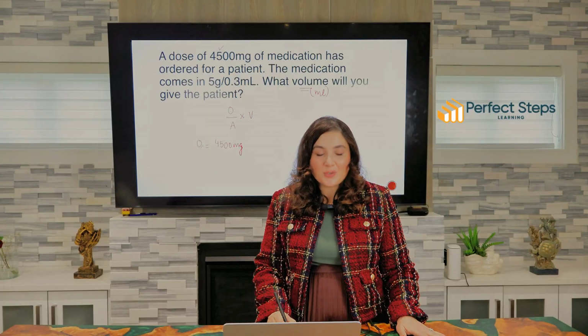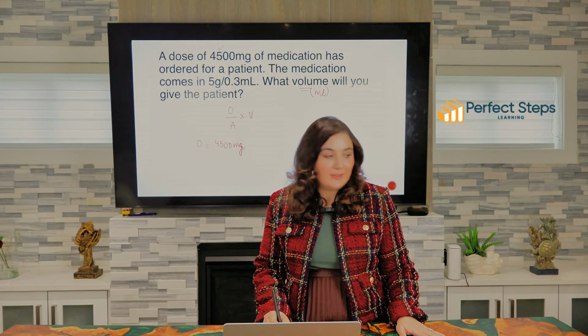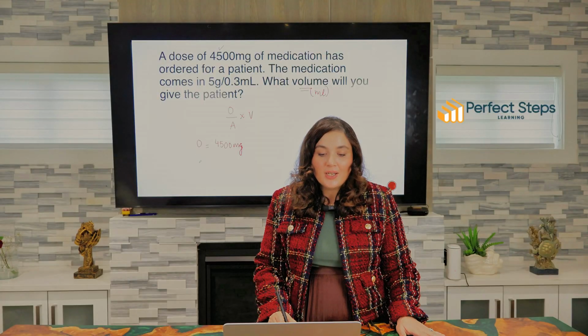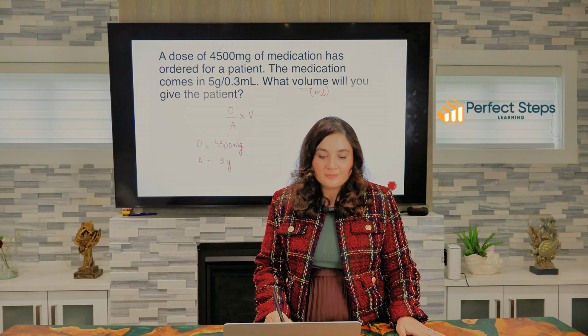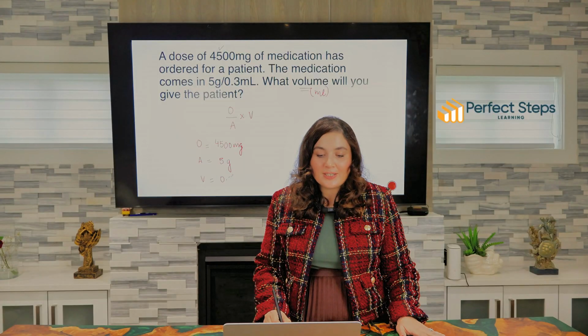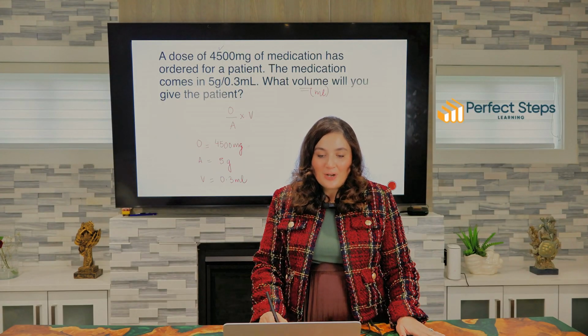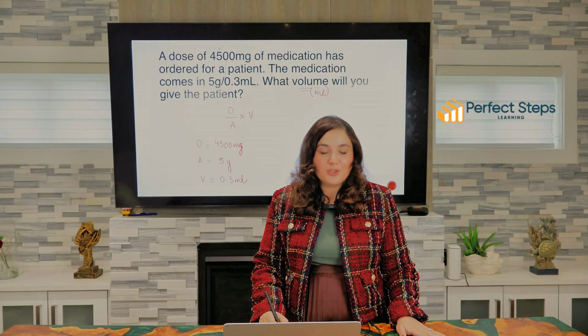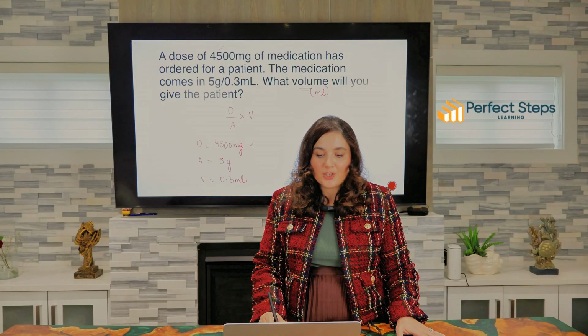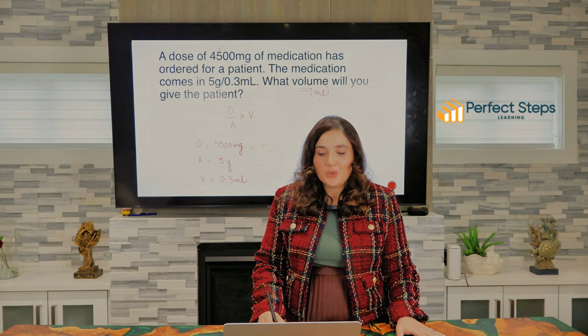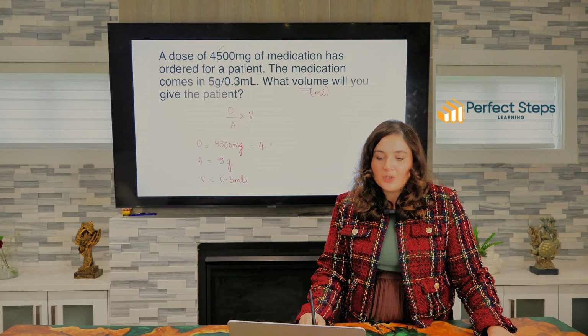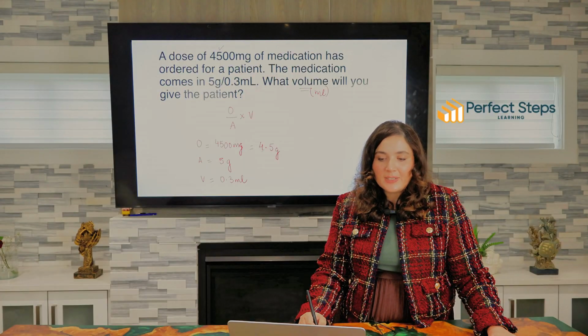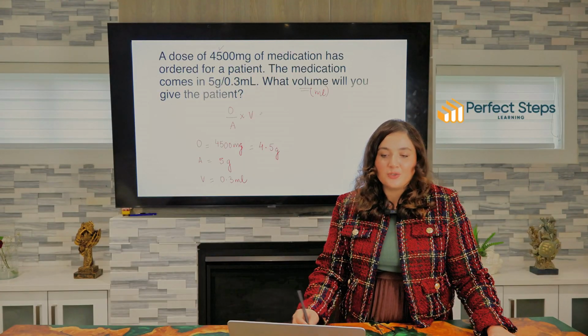In this question, we have 4,500 milligram as our order. The available dose is 5 grams, and it has been diluted in a volume of 0.3 milliliters. Now we have to make a conversion here, so you could do either way, whatever works for you. I'm just going to convert my milligrams into grams. So we all know that it will come out to be 4.5 grams. And now we're going to plug these values into this formula and get to the right answer.